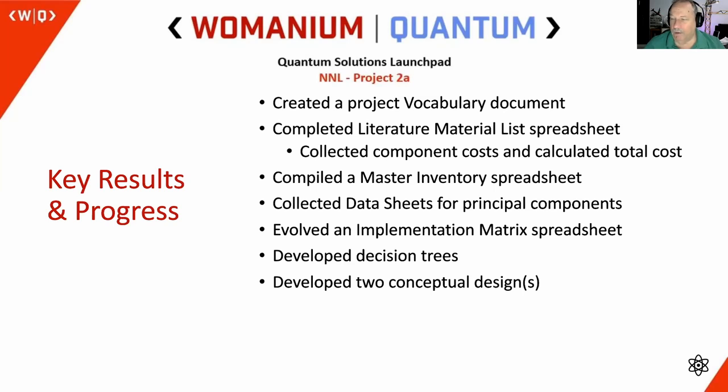So we completed a list of these material spreadsheets that showed how each one of these implementations were made, and we had a master inventory sheet so we could keep track of what parts were used. We also had a comparative spreadsheet or a matrix that allowed us to quickly compare one design to another. We used engineering decision trees to make some decisions, and in the end we wound up with 2 conceptual designs.